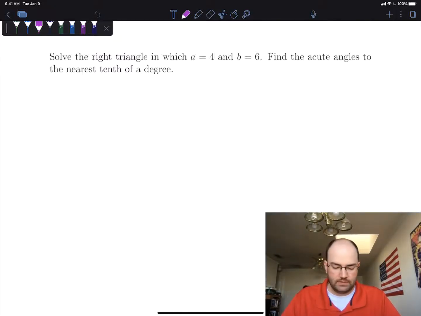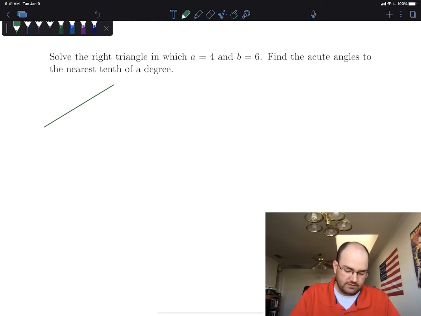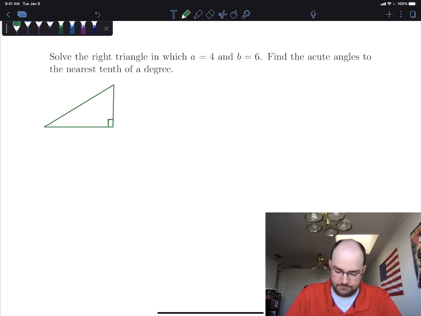Hello. In this video, we want to solve the right triangle in which a equals 4 and b equals 6. Find the acute angles to the nearest tenth of a degree. Okay, that should be kind of the hint that we're going to have to round here a little bit. Alrighty, there we go. Now, a equals 4, b equals 6.